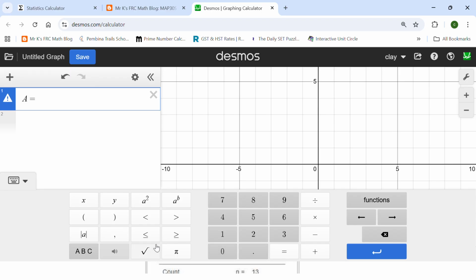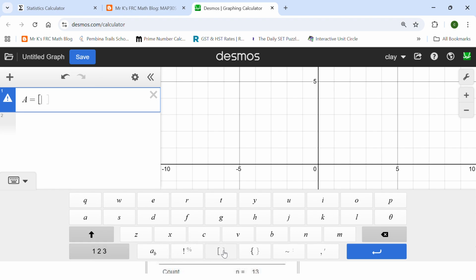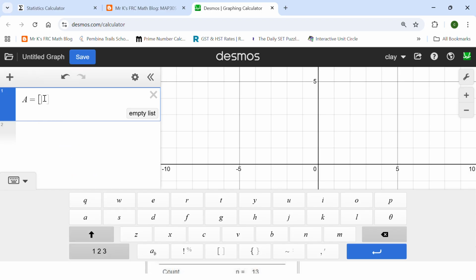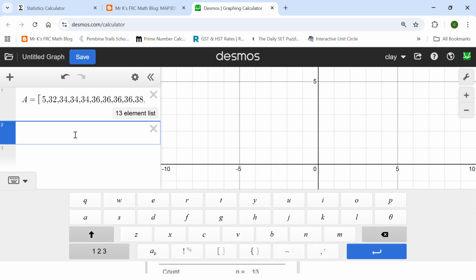And then you can go back to this screen here and pick this square bracket. Now it knows, oh, you would like a list of data points. I probably have this on my clipboard, so I'll do Control V. Yeah, there it is. And there's the 13 elements of my list.